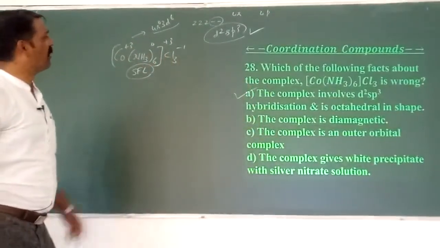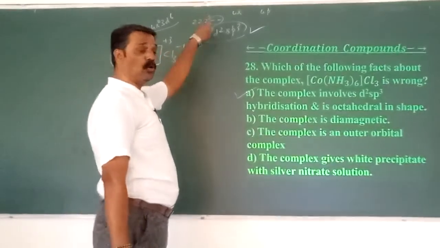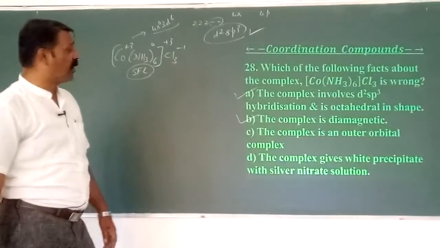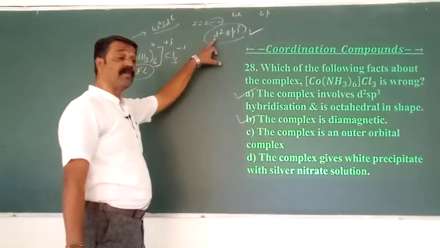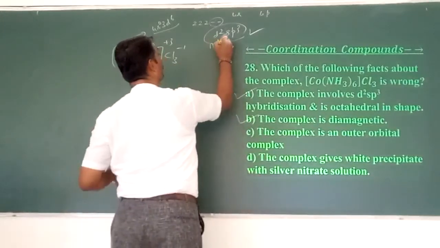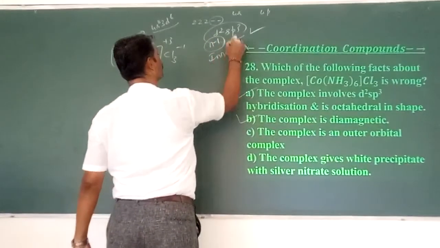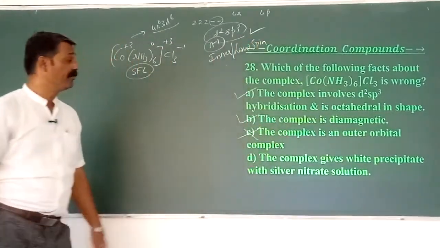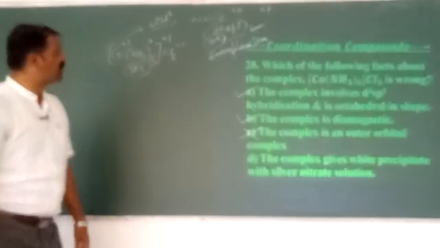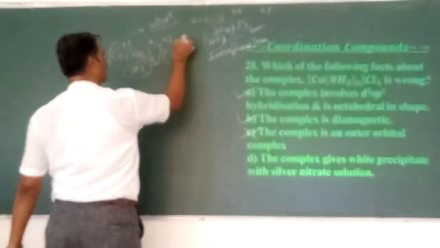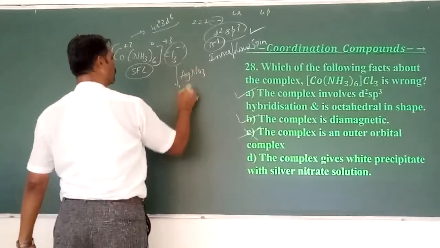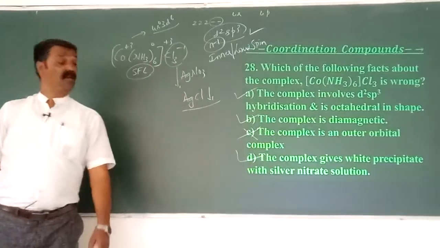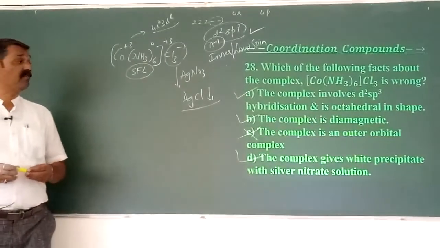Though this is correct at first, the complex is diamagnetic. All are paired, I think. 2 2 2 means it is found to be diamagnetic. Yes, that's also correct. The complex is an example of an outer orbital complex. Whether d is (n minus 1)d or nd, here it is (n minus 1)d, which means it is called inner, also called a low spin complex. But here outer is mentioned. Therefore, this is not right. The complex gives a white precipitate with silver nitrate, because as there is Cl minus, Ag NO3 combines with it to form AgCl. Therefore, which is the wrong one among those? It is only D. Hence, 28 is D.